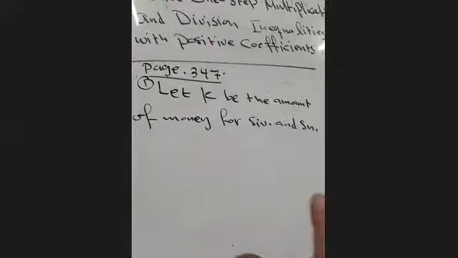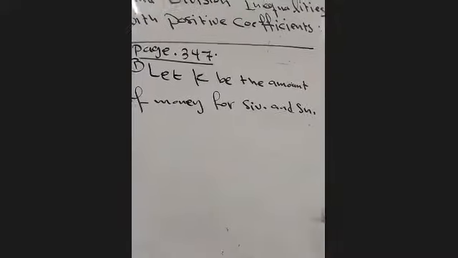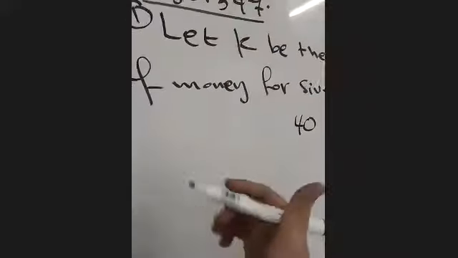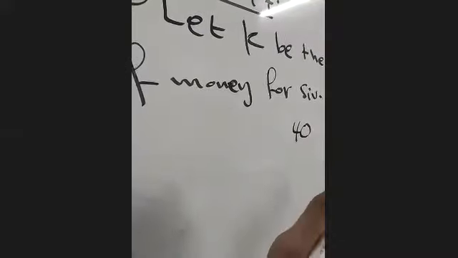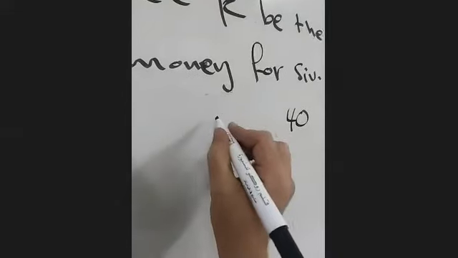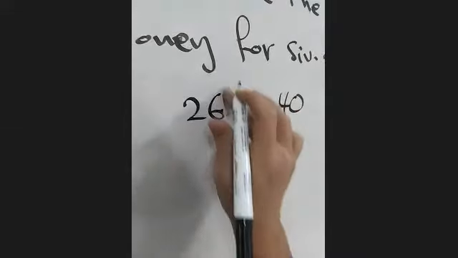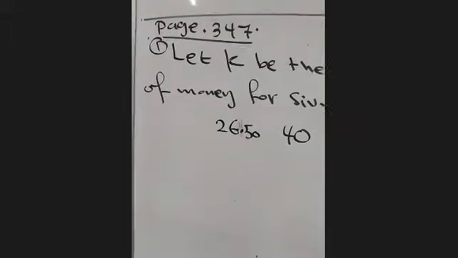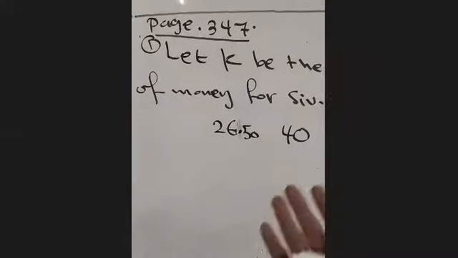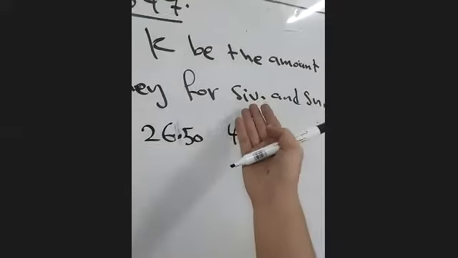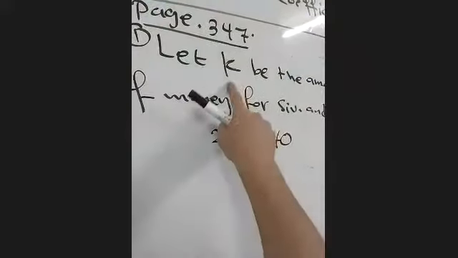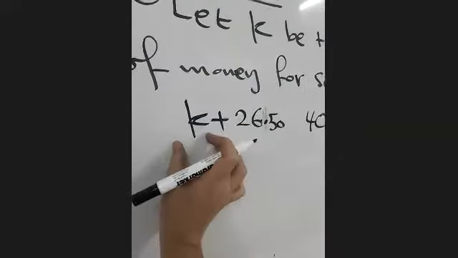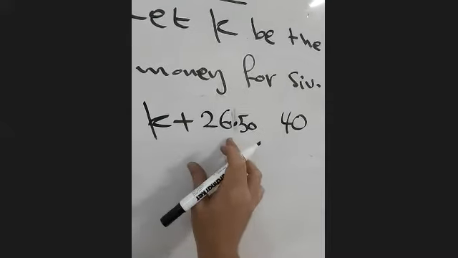Now let's see the whole situation together. Gabby went to the amusement park. He has only how much? $40. Good. First, he buys the ticket so he can enter the amusement park. How much is the ticket? 26.50. Right. He bought the ticket to enter the park. But after he entered the park, he needs to buy some snacks and souvenirs, which is K. So the total is K plus the ticket, K, the money which he will spend on the snacks, plus the ticket, and he has only $40.